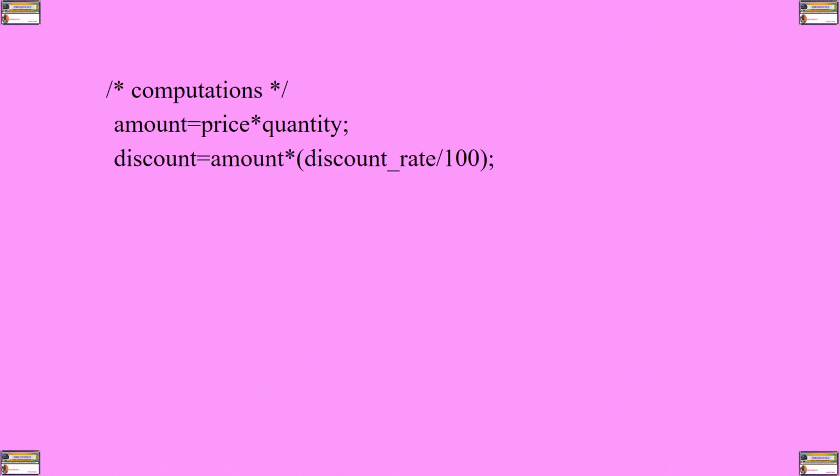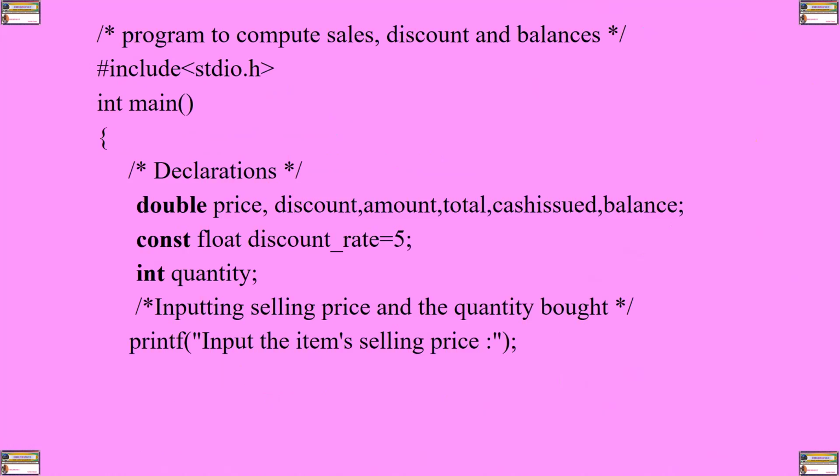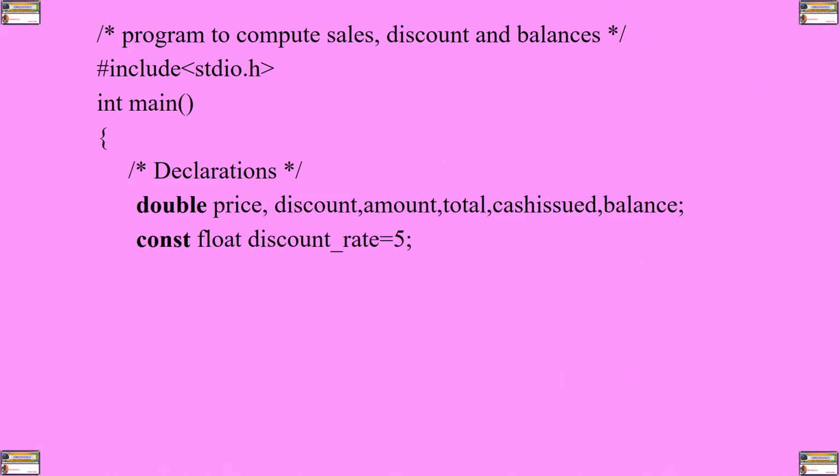The next statement picks the content in the memory location called amount and multiplies that value with the value in the memory location called discount rate, which you have seen is 5. So 5 over 100. So the value in amount will be multiplied by 5%, and the result will be stored in the memory location called discount. Remember, these are the memory locations I'm talking about.